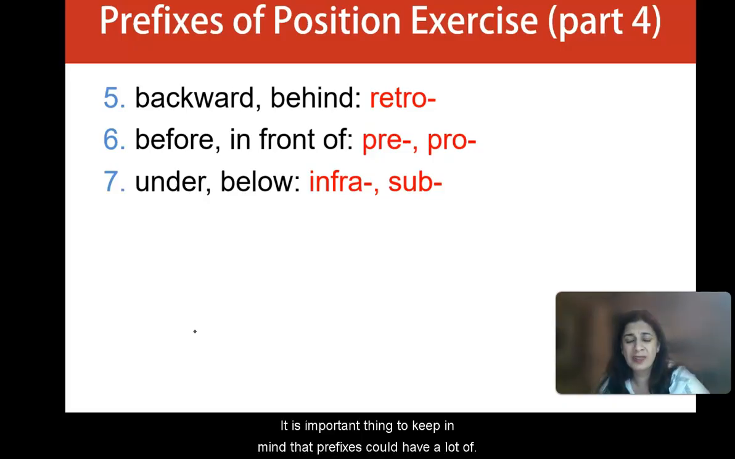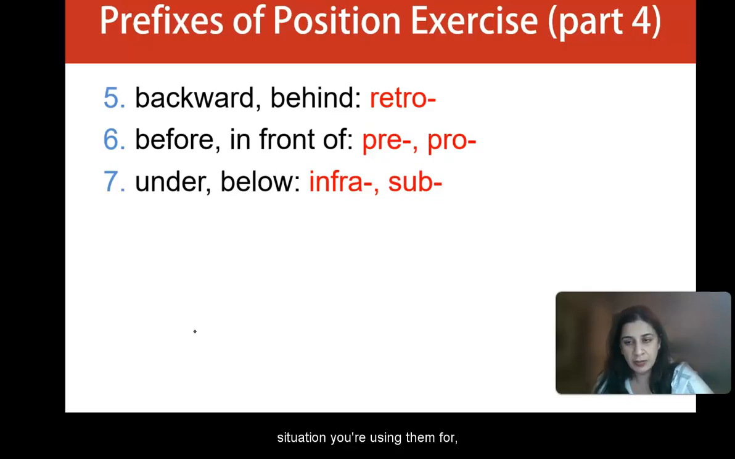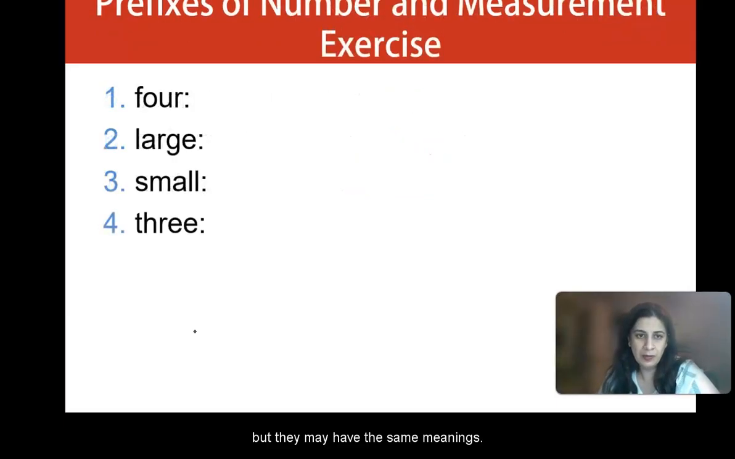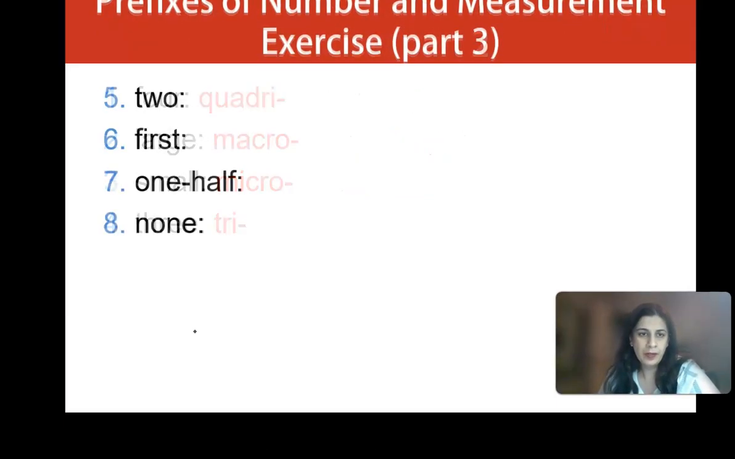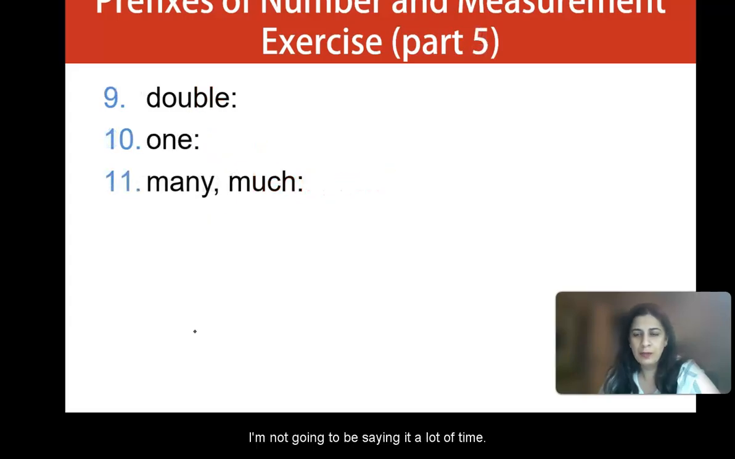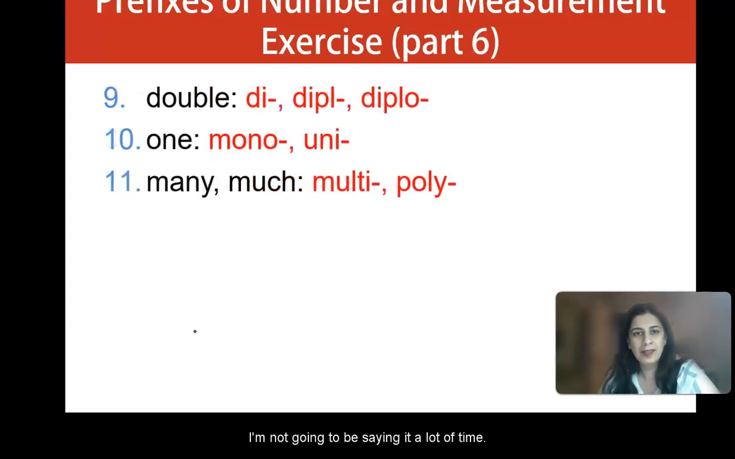It is an important thing to keep in mind that prefixes could have a lot of different terms in context, and depending on where exactly you're using those prefixes and which suffix and which condition or situation you're using them for, there would be a different term, but they may have the same meanings. So just practice those.